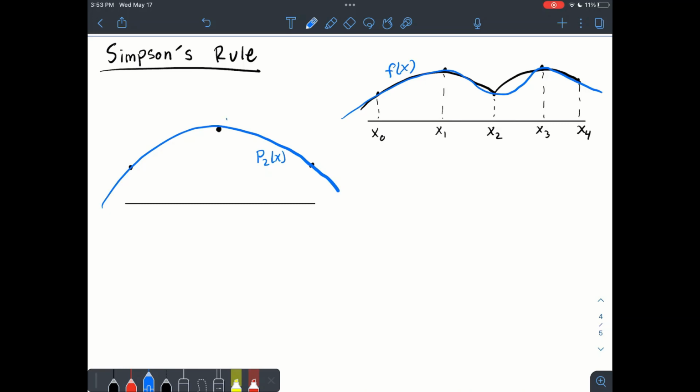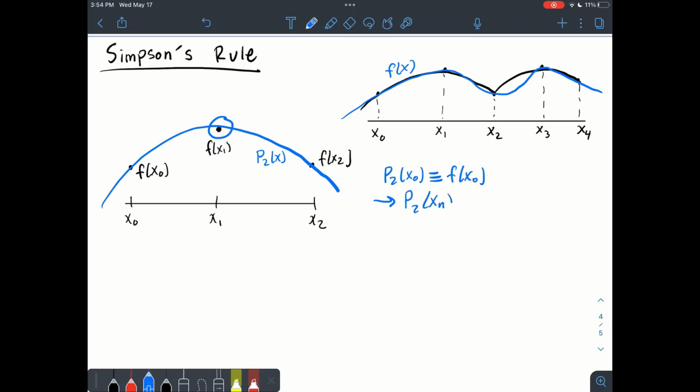We can see that if these points belong to f of x, and this is x0, x1 and x2, where this is f of x1 and this point is f of x2, we know that P2 of x0 must equal f of x0. And likewise for any point xn, it must equal the function value at that point. So how can we construct a polynomial that does this?